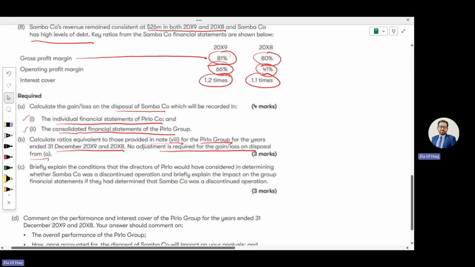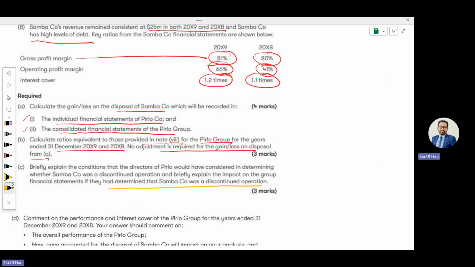Requirement C for 3 marks. Briefly explain the conditions that the directors of Pirlo would have considered in determining whether Samba company was a discontinued operation, and briefly explain the impact on the group financial statements if they had determined that Samba company was a discontinued operation. You need to explain what the accounting treatment will be if it is a discontinued operation, and how they can identify whether it is a discontinued operation or not.